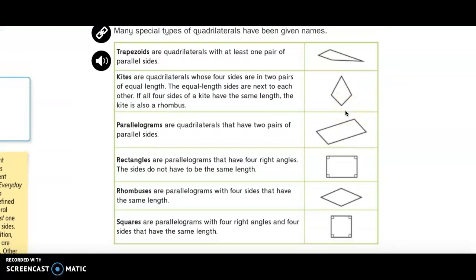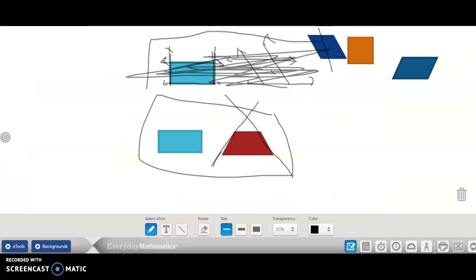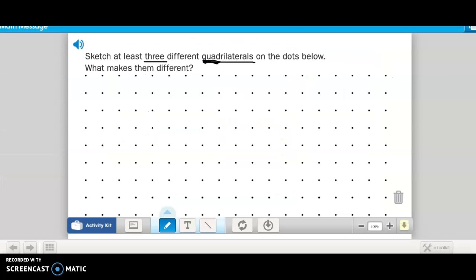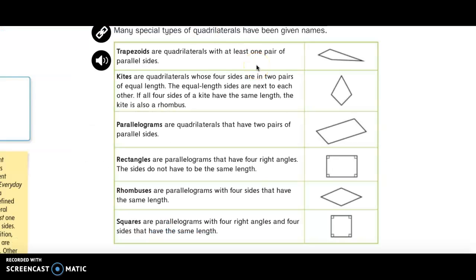1 set of parallel lines. Which one would that be? A trapezoid, kite, parallelogram, rectangle, rhombus, or square? Is it a rhombus? Nope, all sides are not the same size, but it does have one set of parallel lines. Trapezoids are quadrilaterals with at least one pair of parallel sides. Look at that. Time to go.